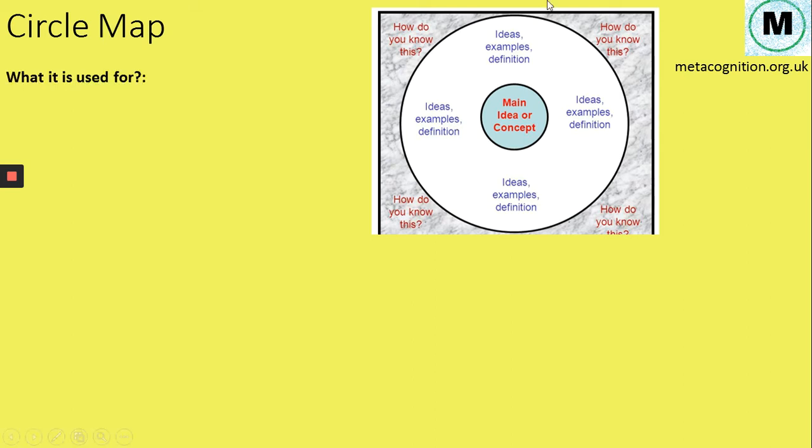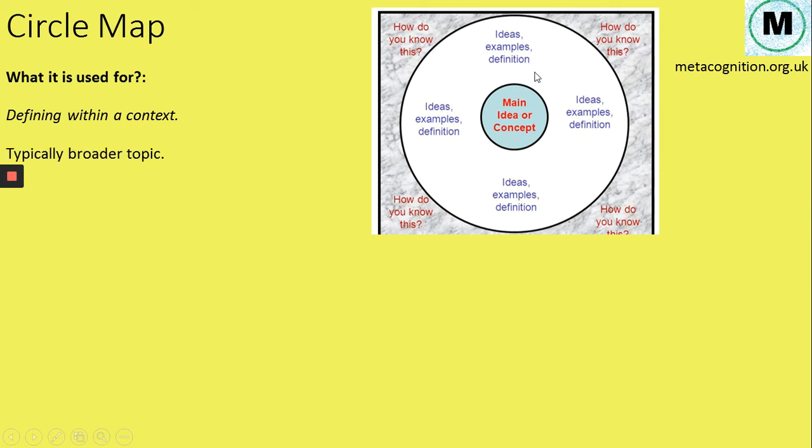So firstly, we've got the circle map, and you can see from the diagram here, simply 2 circles inside each other. The first circle here is just your main idea or concept, so you might put your thing in there, so it might be football, or food, or school, or maths, or whatever it might be, and then you just put ideas and definitions around the outside. So if you've got football, you might put goals, a manager, Liverpool, Manchester United, whatever it might be, words and phrases that you associate with it.